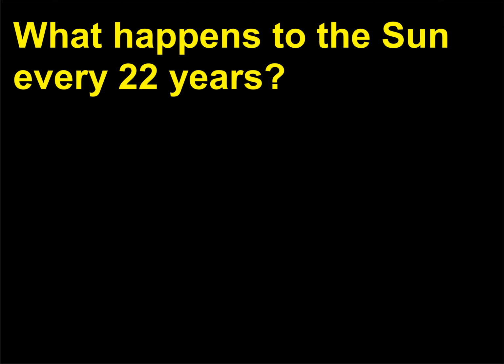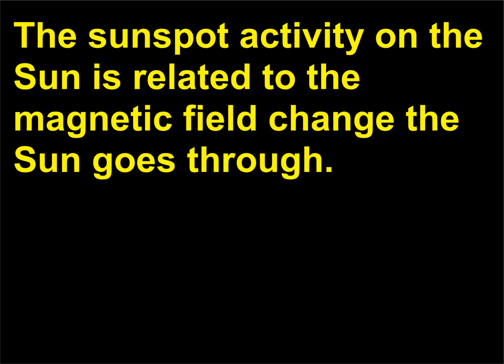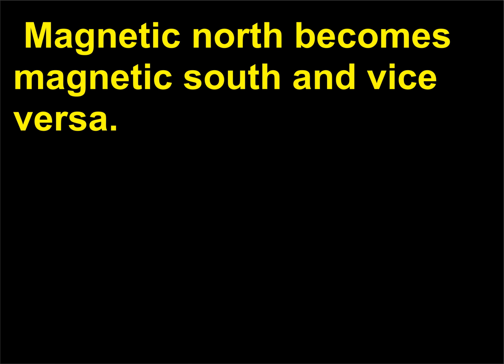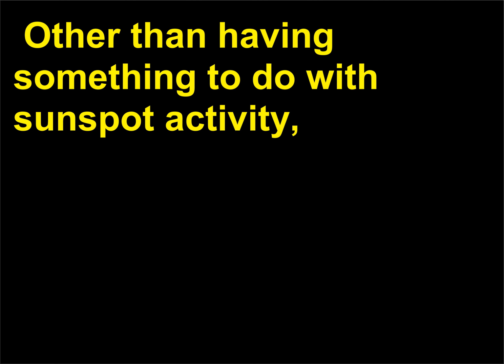What happens to the Sun every 22 years? The sunspot activity on the Sun is related to the magnetic field change the Sun goes through. Every 22 years, the Sun's magnetic field completely reverses. Magnetic north becomes magnetic south and vice versa. Other than having something to do with sunspot activity, astronomers do not believe that this flipping affects our weather in any way.